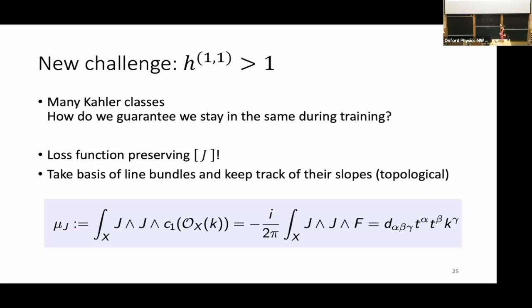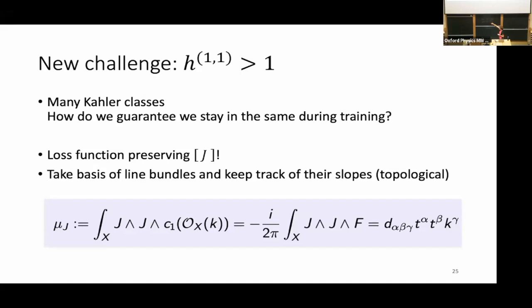a one-dimensional complex vector bundle. And it has a connection and a curvature, and the curvature is F, which is written here. So for any line bundle that I write down, I can compute this slope as the integral of J wedge F over the manifold. So this is a 6-form. I can integrate it over the manifold, and I get a number. This has to be topological, one can show, and one can then compute it using known topological quantities of the Calabi-Yau manifold, which are the intersection numbers. They are the d_{αβγ} here. So this is something that you can compute for any Calabi-Yau manifold.